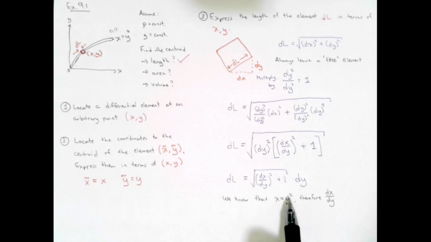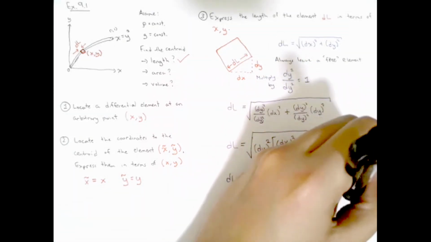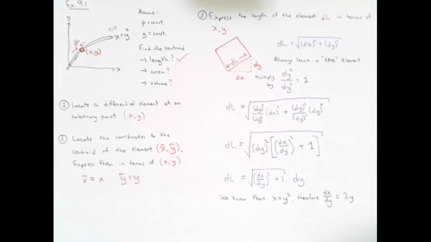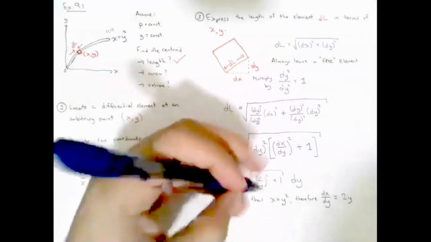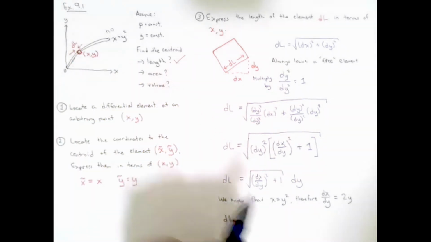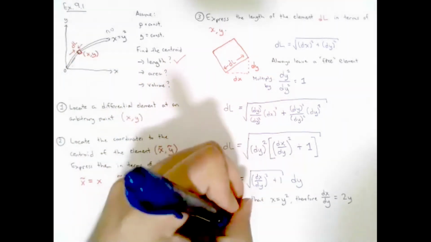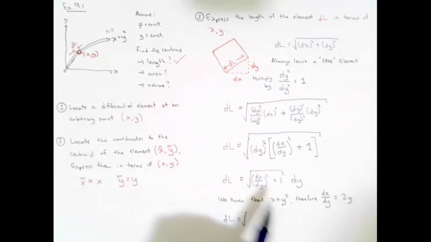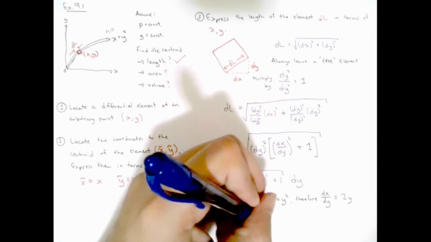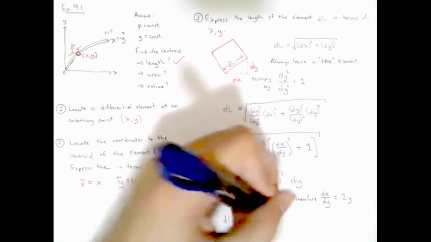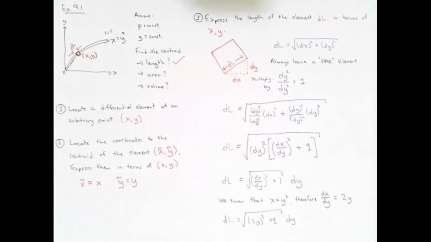And I get that x equals y squared. So what's the derivative of x with respect to y? Yeah. So dx over dy is simply 2y. And now look at that. My equation becomes a simple equation in terms of dy only. So dl is equal to the square root of (dx over dy), which we already know is 2y, all this squared, plus 1, multiplied by dy.